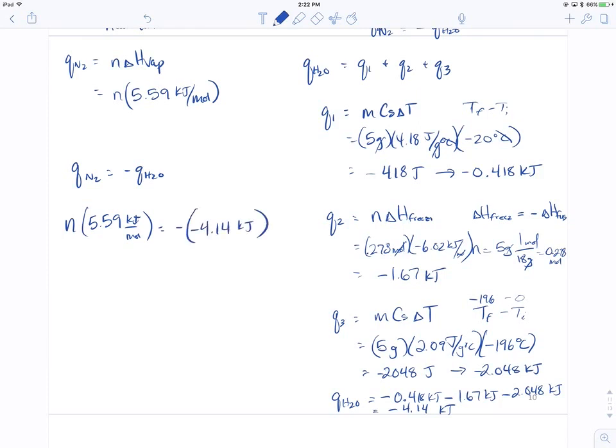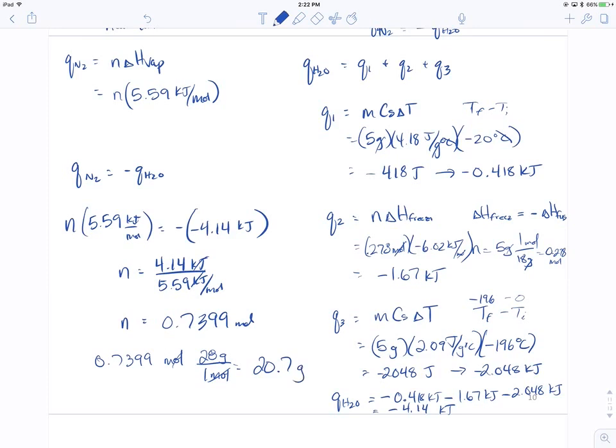So I will end up with n equals 4.14 kilojoules divided by 5.59 kilojoules per mole. My final units are moles. I get 0.7399 moles. And then to convert moles to grams, I multiply by the molecular weight of nitrogen. Nitrogen is a diatomic, N2, so the mass will be 28 grams per mole. And the mass that I will evaporate here is 20.7 grams.